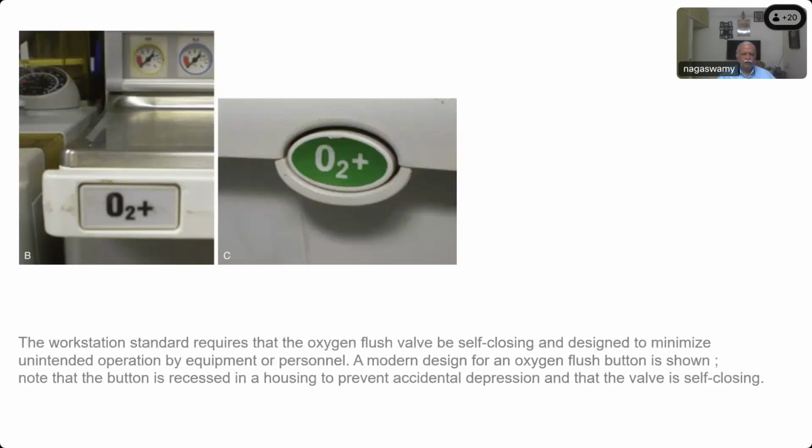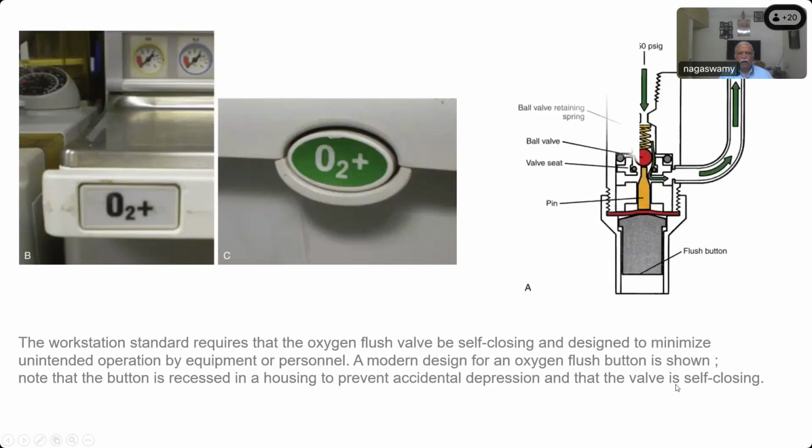Workstation standard requires that oxygen flush be self-closing and designed to minimize unintended operation by equipment or personnel. The modern design of oxygen flush button is shown here. This is the modern design. The button is recessed in a housing to prevent accidental depression, and the valve is self-closing. This is the inside picture of how the whole gas comes directly from the thing.